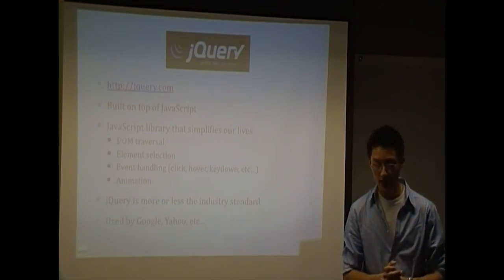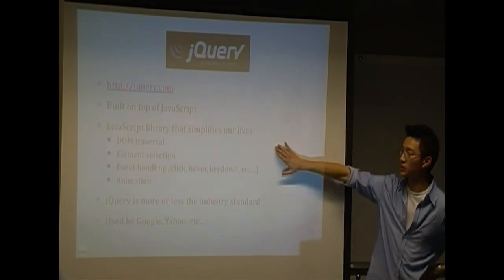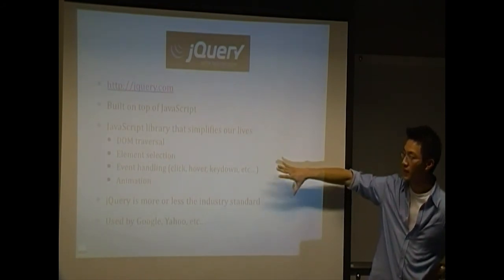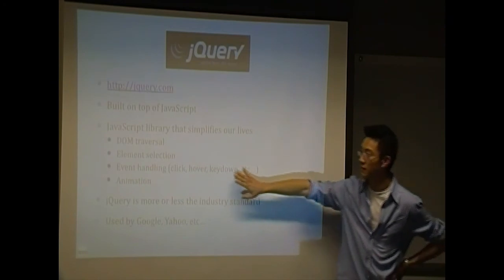And jQuery allows us to do these 4 things pretty simply. It lets us traverse the DOM tree, so select different elements in the DOM tree, change where we are in the DOM tree, and it lets us take care of events pretty easily.